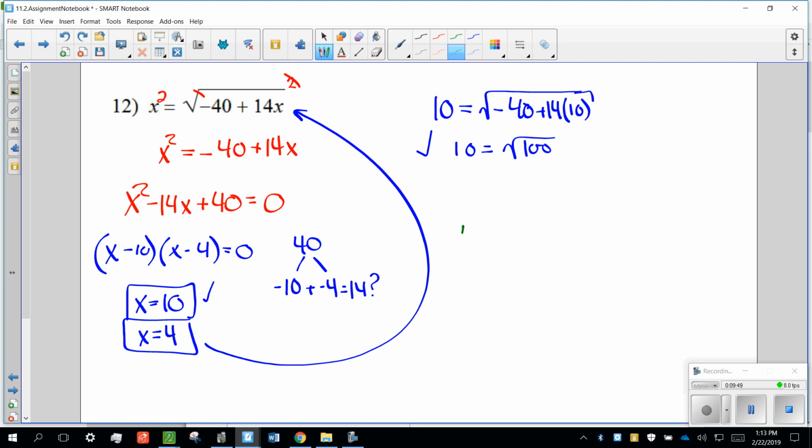We get 4 equals the square root of negative 40 plus 14 times 4. 14 times 4 is 56, minus 40 is 16. So does 4 equal the square root of 16? It sure does. So our answers are 10 and 4.